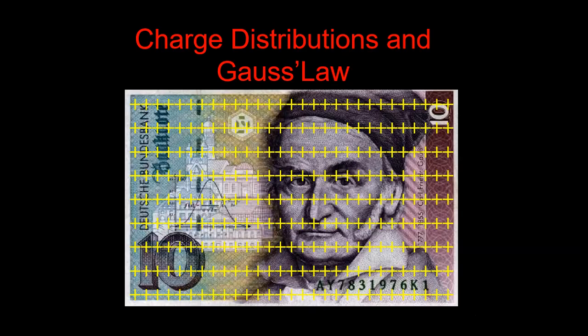Remember, when we're dealing with like charges, they always repel. So a uniform distribution is not an unusual thing to see, as all charges will try to move as far apart as they can.